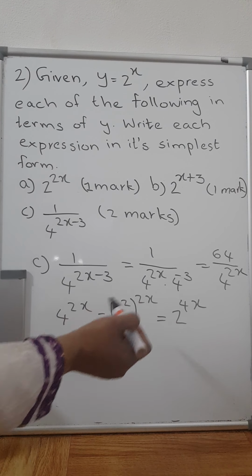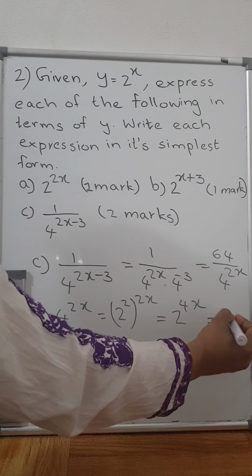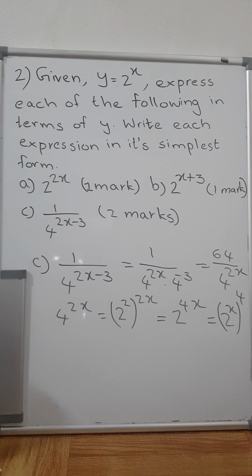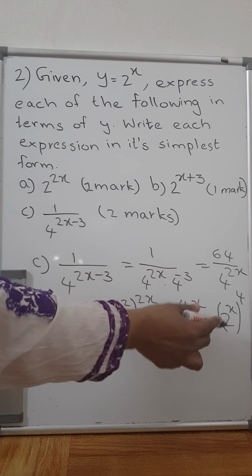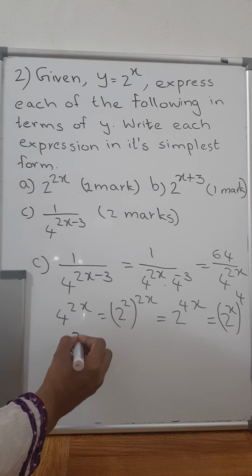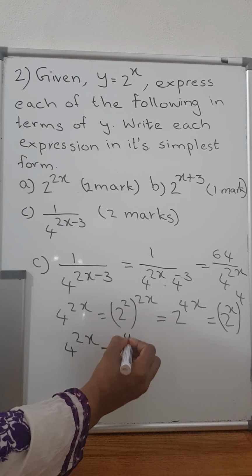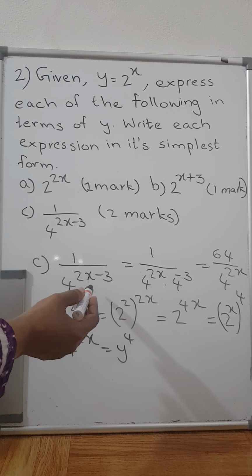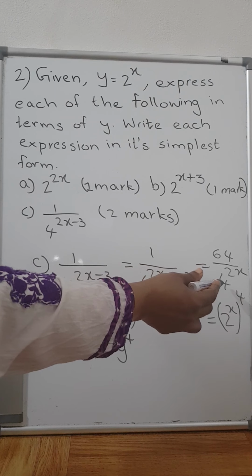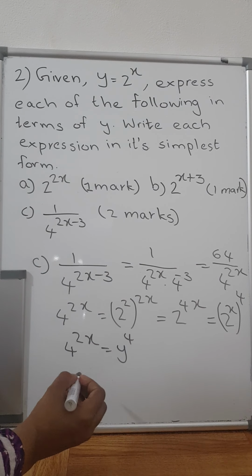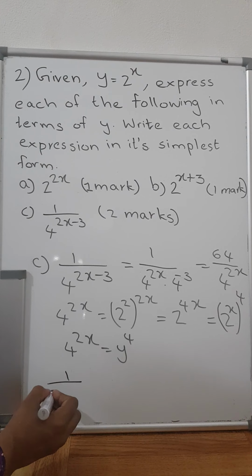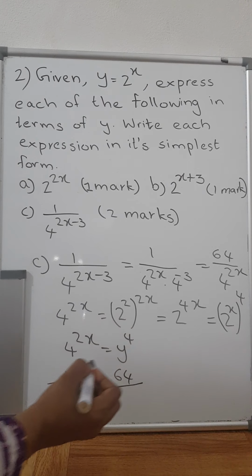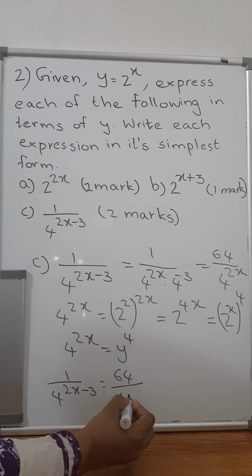2 to the power 2 times 2x. Using again power law, this becomes 2 to the power x whole to the power 4. Now you see what we get. 2 to the power x is y. So 4 to the power 2x is y to the power 4. So 1 divided by 4 to the power 2x minus 3 is 64 divided by 4 to the power 2x, that we can write as 64 divided by y to the power 4.